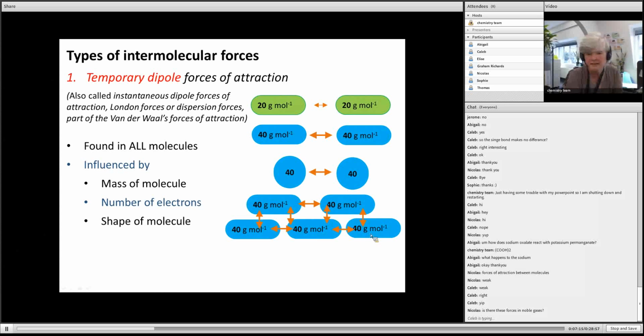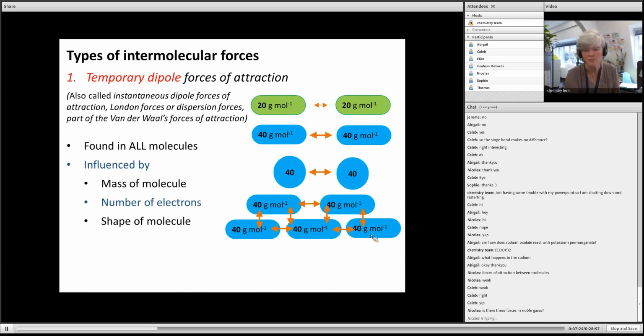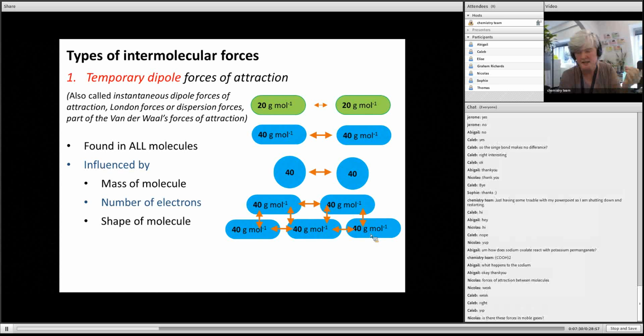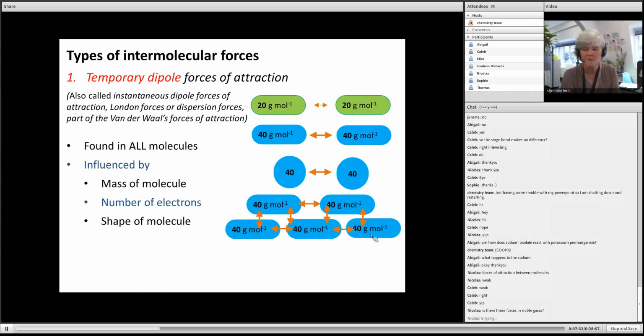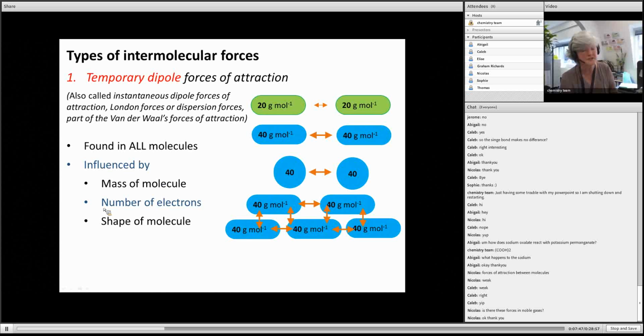Okay. Now, Nicholas, you said, are these forces in noble gases? Yes. So this is what causes noble gases to form liquids under a low enough temperature and so on. And that's why, for instance, helium has got the lowest boiling point, because it's got the weakest temporary dipole force of attraction, because it's the lightest. Xenon, although it's a gas, has stronger temporary dipole forces of attraction because it's a heavier molecule, more electrons. The shape's the same, they're pretty much round.